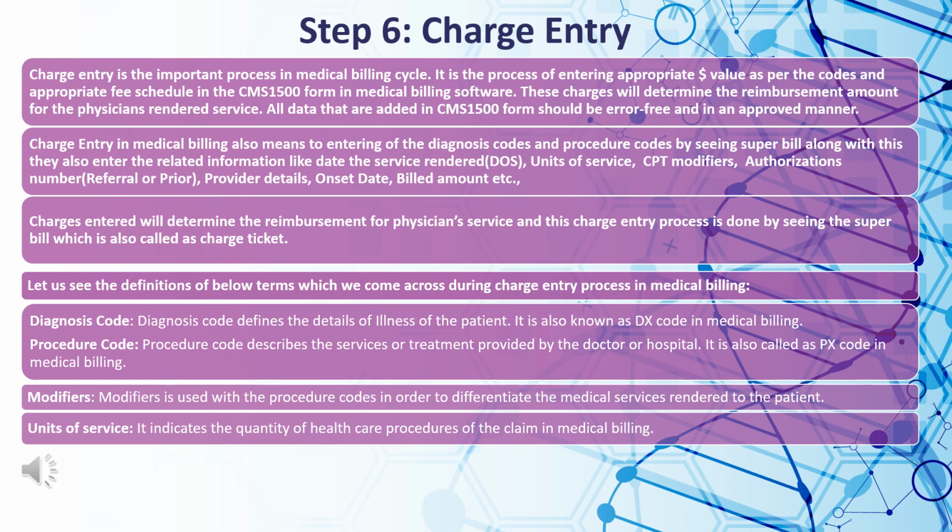Charge entry is a very important next step which is done after the medical coding process in medical billing. Charge entry in medical billing also means entering the diagnosis codes and procedure codes by seeing the superbill. Along with this, they also enter related information like the date the service was rendered, DOS, units of service, CPT modifiers, authorization number, referral or prior, provider details, onset date, billed amount, etc. Charges entered will determine the reimbursement for physician service, and this charge entry process is done by seeing the superbill, which is also called the charge ticket.